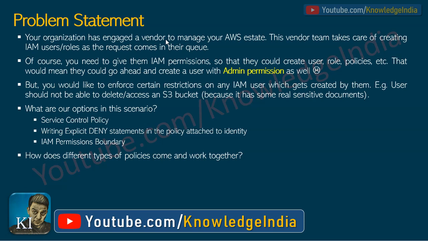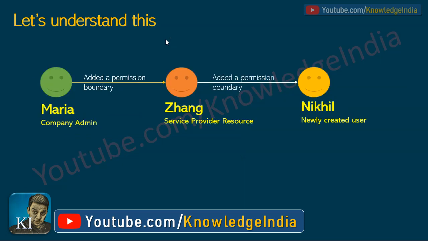Okay, so in order to explain this to you, I have first put a very simple diagram so that you are clear with the characters in this particular case study. So first we have got Maria. Maria is the company admin. Okay, so for this particular company, Maria is the admin, which means she should have all the rights.